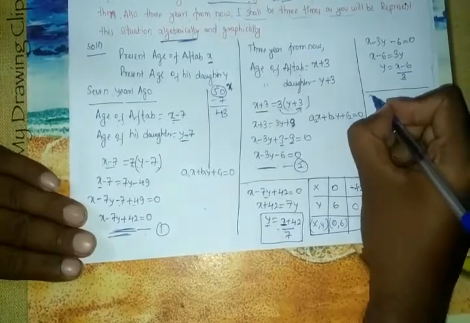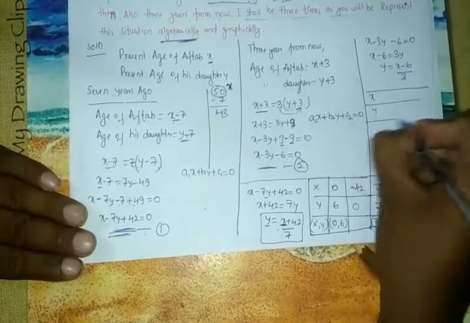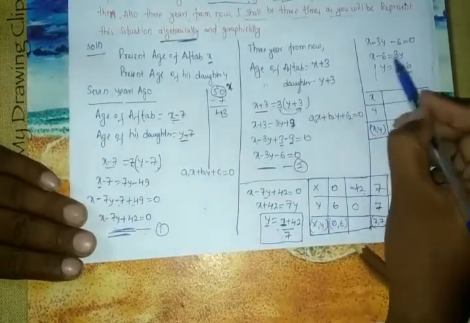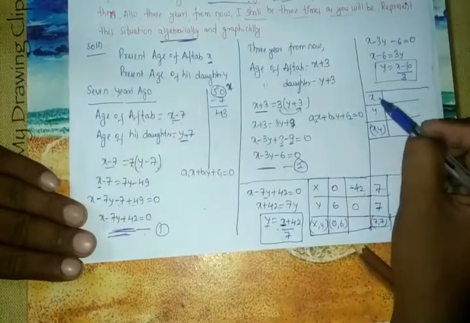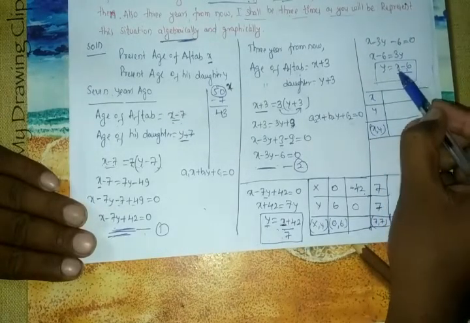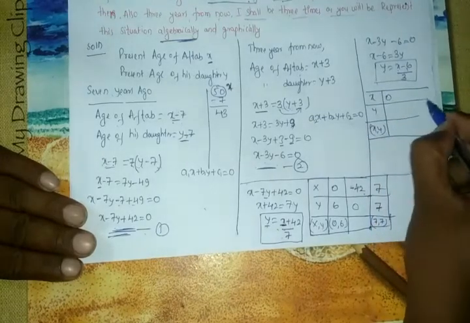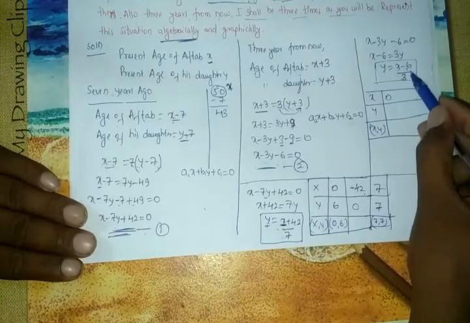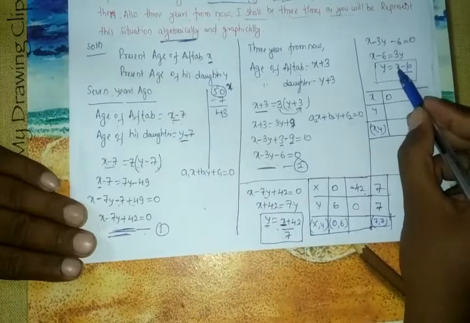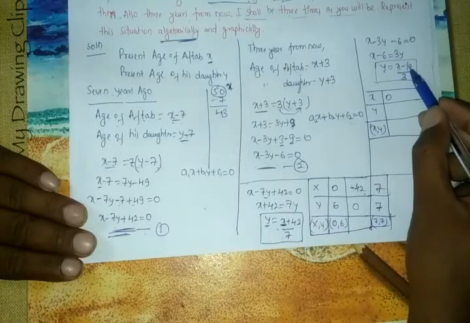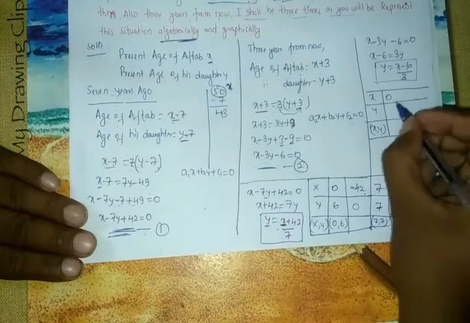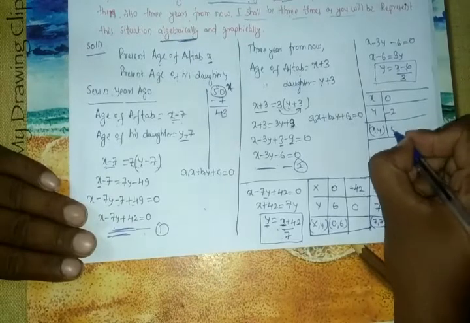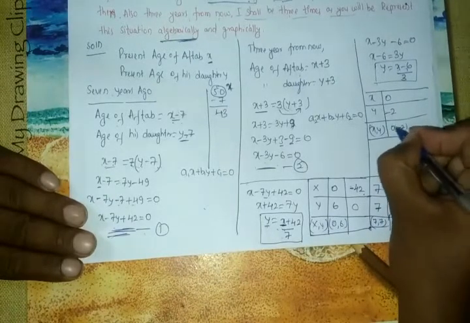I will draw a table which contains x, y, and x comma y. In this equation, I will put the value of x as 0. You can randomly take any value. Value of y will be minus 6 by 3, and 3 twos are 6. So when x is 0, y will be minus 2. So my coordinates are 0 comma minus 2.